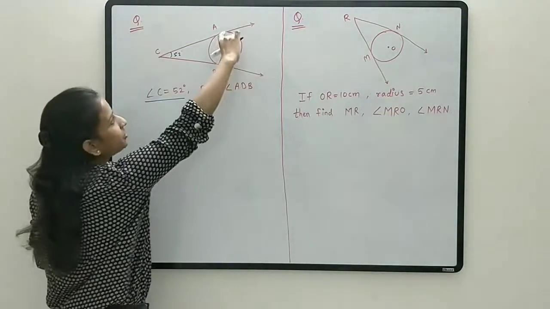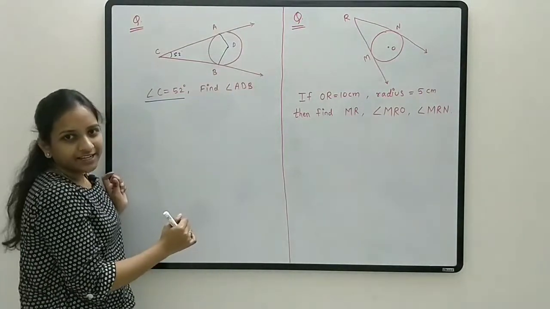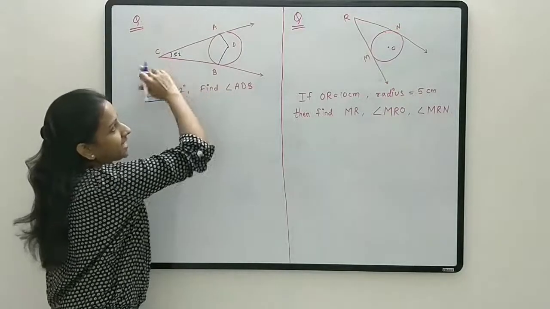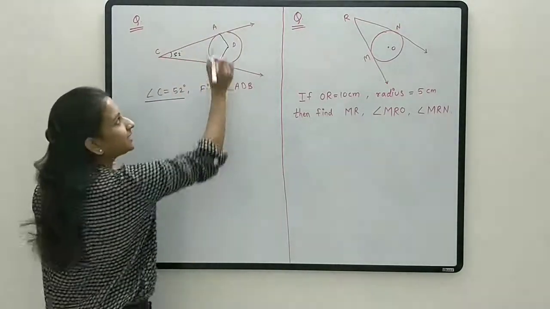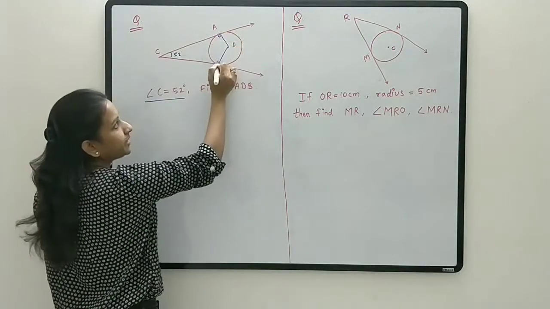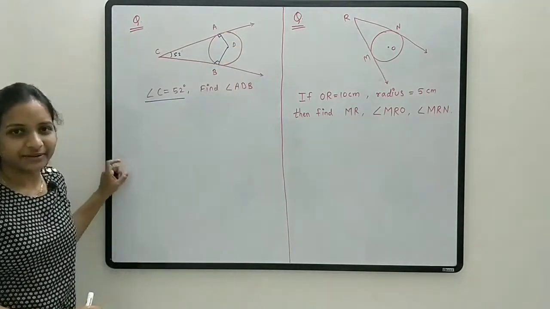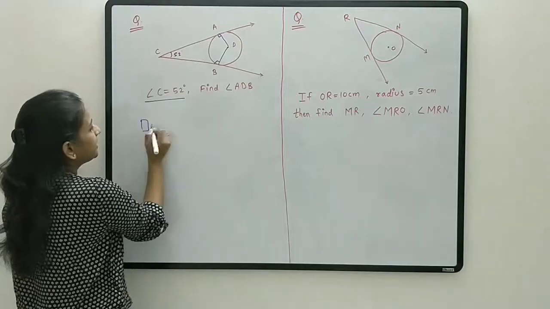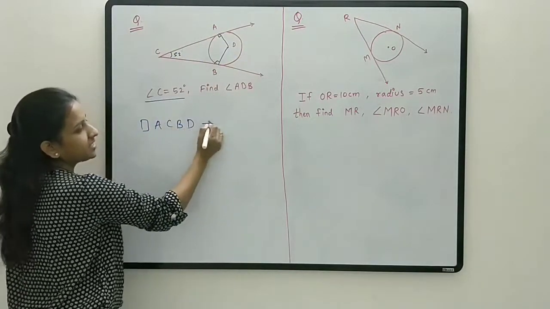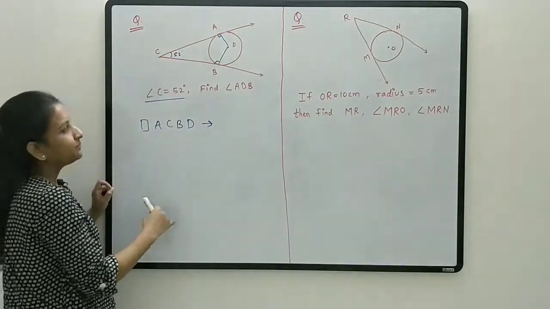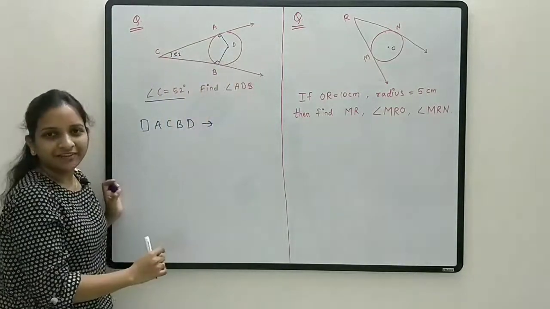See, we know that DA and DB are the radii of the circle and CA and CB are tangents. Radius and tangent are perpendicular. So this is perpendicular, this is 90 degrees and this is 90 degrees. Now in quadrilateral ACBD, the sum of all angles is 360. We know three angles, so we can find the fourth angle.